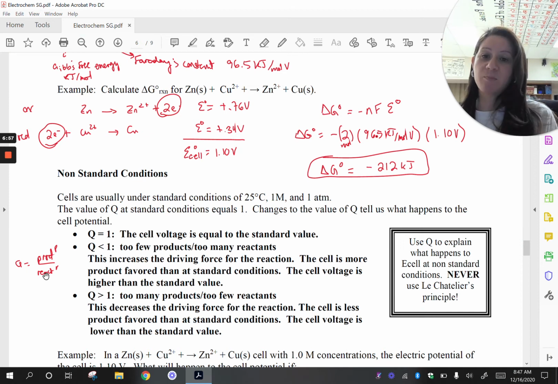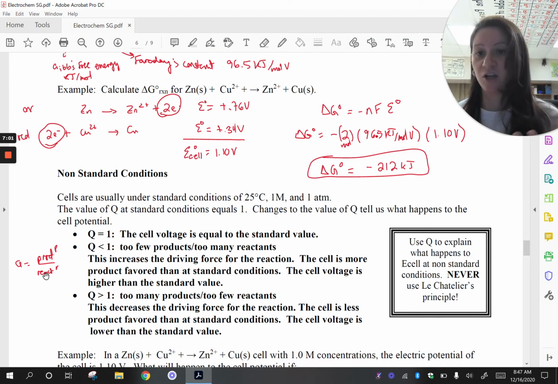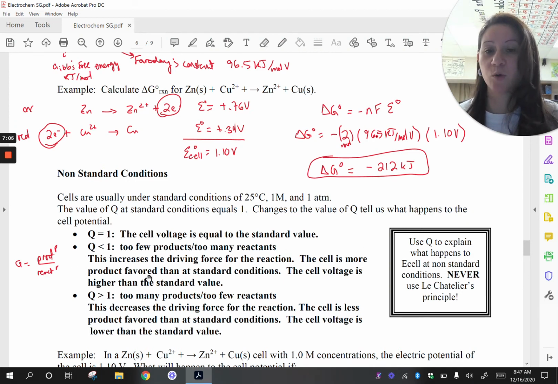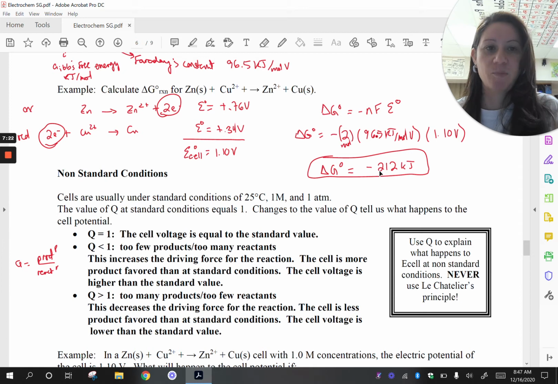And so that's going to make the driving force for the reaction increase so that you make enough products. And so it's going to make your cell more product favored than at standard conditions. And so your voltage is going to get higher because it's going to be more spontaneous, more product favored. Your delta G will become more negative and your cell potential will be more positive. Will be a bigger positive number. Your delta G will be a bigger negative value.